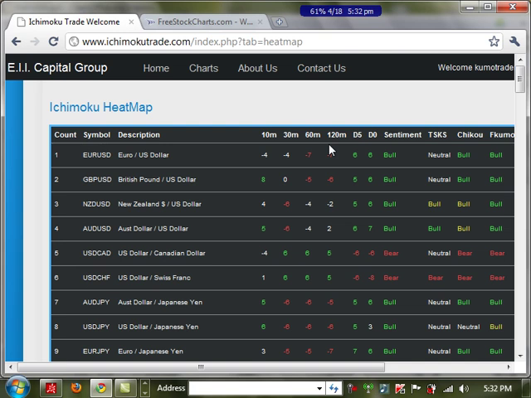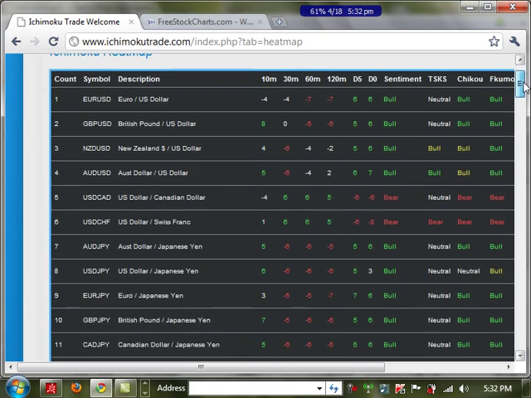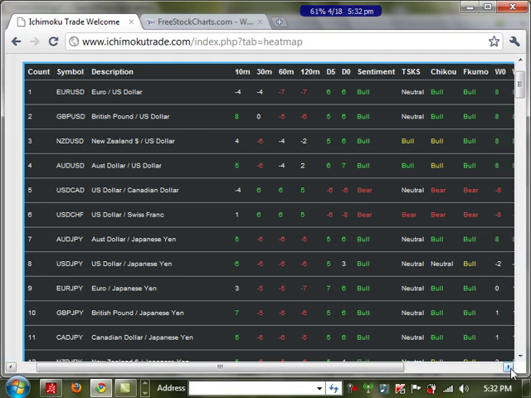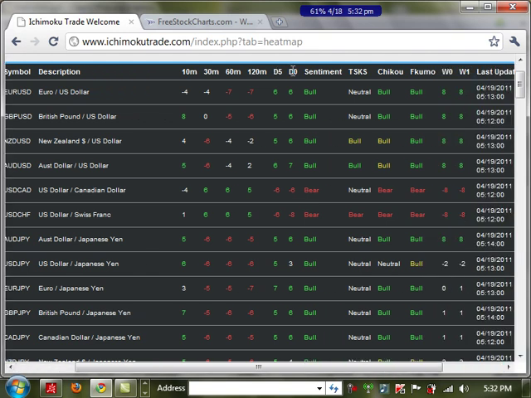If you haven't listened to these videos before, we have what we call the Ichimoku rating system. D0 represents the rating today. D5 represents the rating from 5 days ago, which is a daily time frame. W0 represents the weekly Ichimoku rating, and W1 represents the Ichimoku rating from 1 week ago.